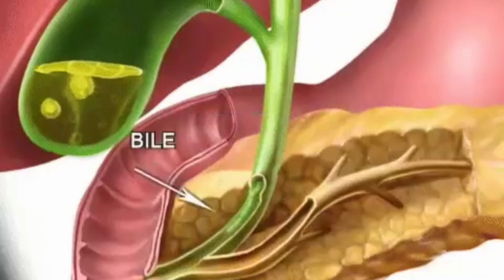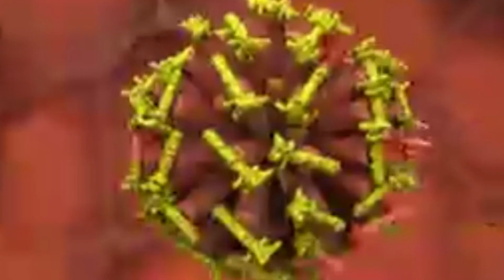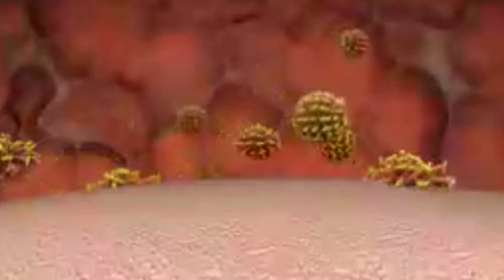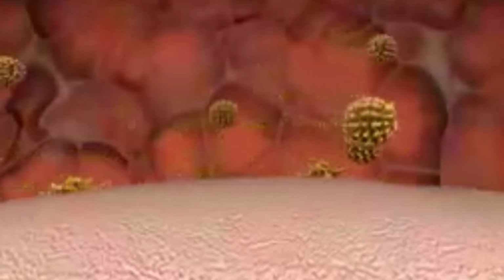So what does the bile do? It helps in the emulsification of the fat. Now what is emulsification? It is the breaking down of fat into very small micelles which are kept suspended in an aqueous medium.